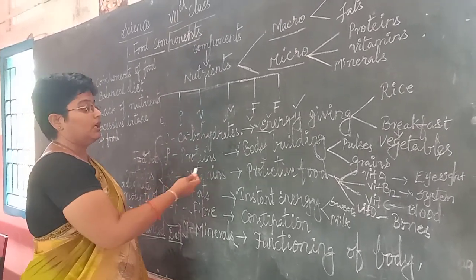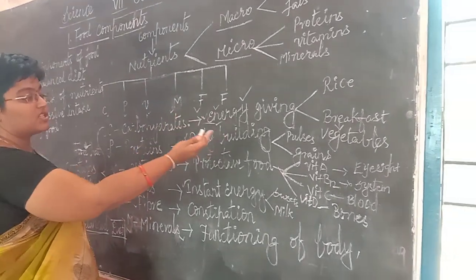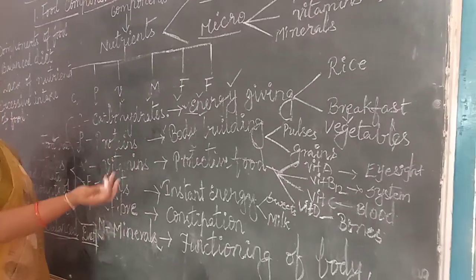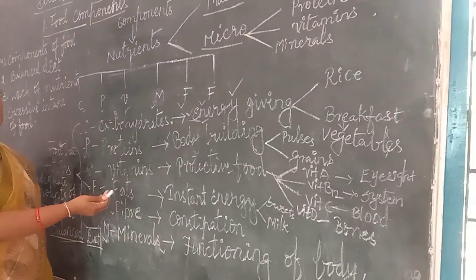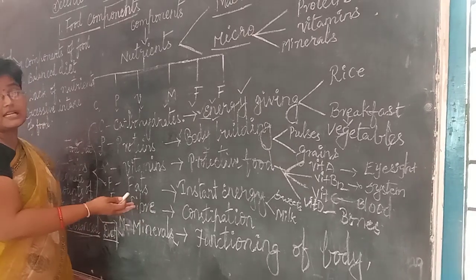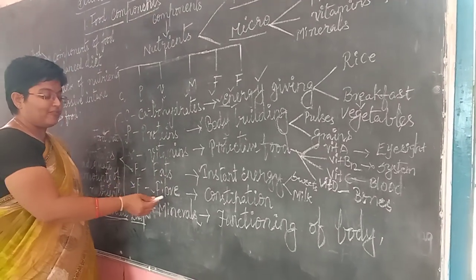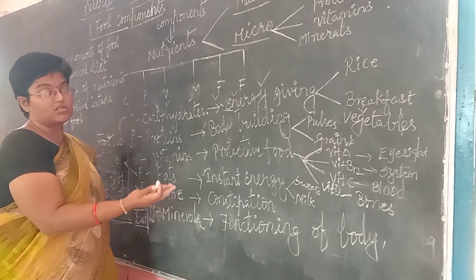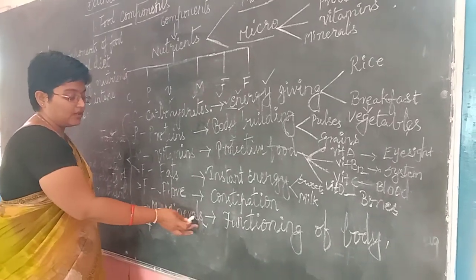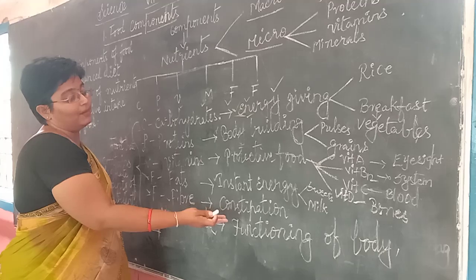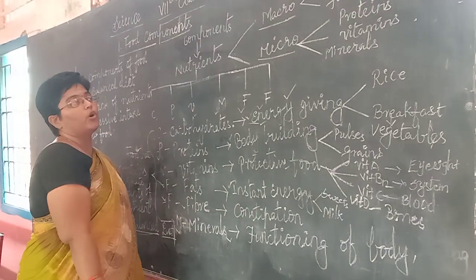Next, what do these nutrients do to our body? Carbohydrates provide energy to us, proteins help in bodybuilding, whereas vitamins are protective food, fats produce instant energy to us, fibers help in avoiding constipation, and finally minerals help in the functioning of our body.